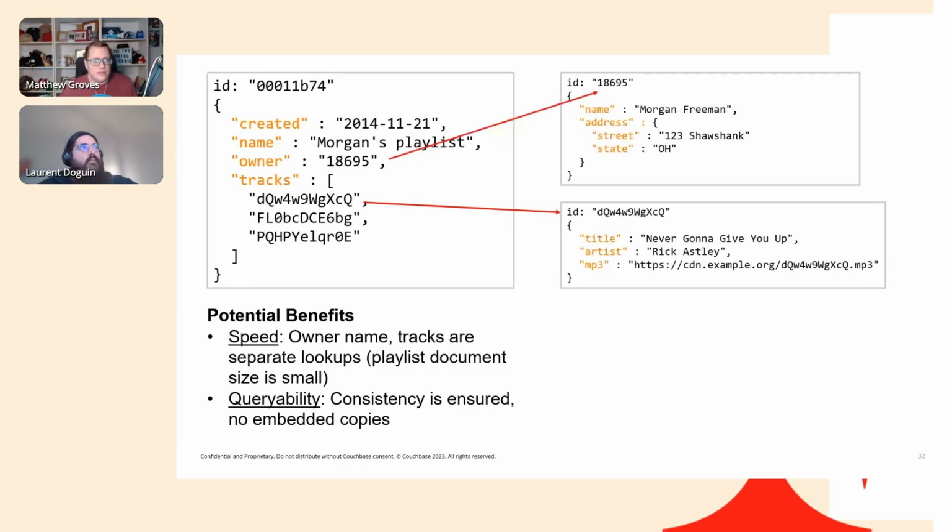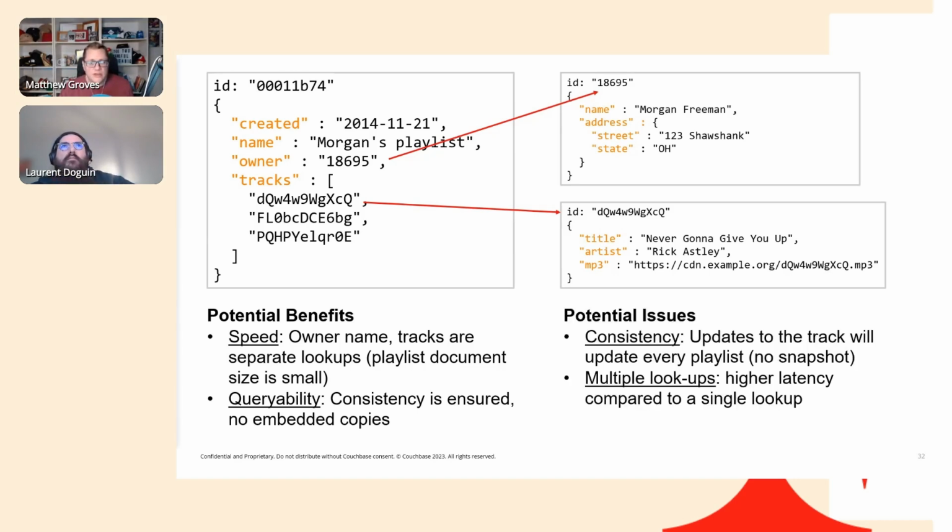And as far as queryability goes, we've got some consistency ensured here. We're not embedding multiple copies of the user or multiple copies of the track. It's just a single track document that we're referring to. So it's always going to be consistent.